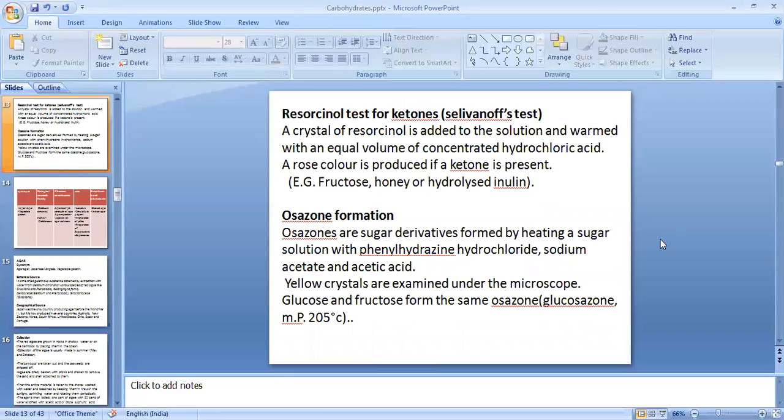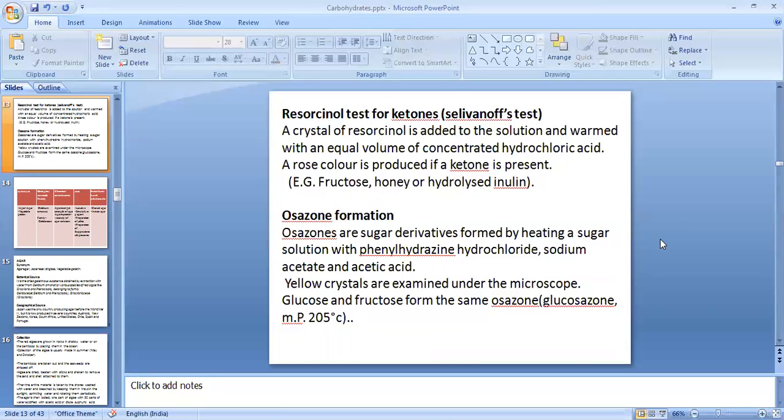And next one is your Seliwanoff's test. The sample solution is treated with Seliwanoff's reagent and warmed. You'll get a rose color, which is due to the presence of ketoses, that is fructose. Especially this can be identified in honey or sucrose. On long heating with sucrose solution, you get a rose color. This Seliwanoff's reagent is nothing but resorcinol in hydrochloric acid.